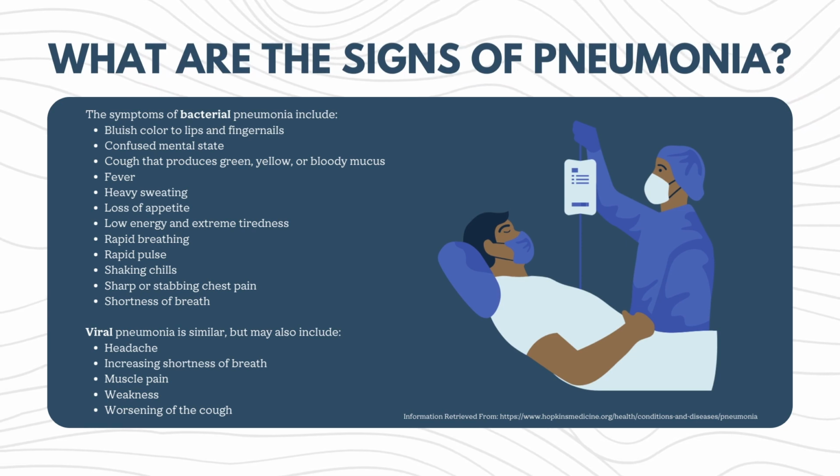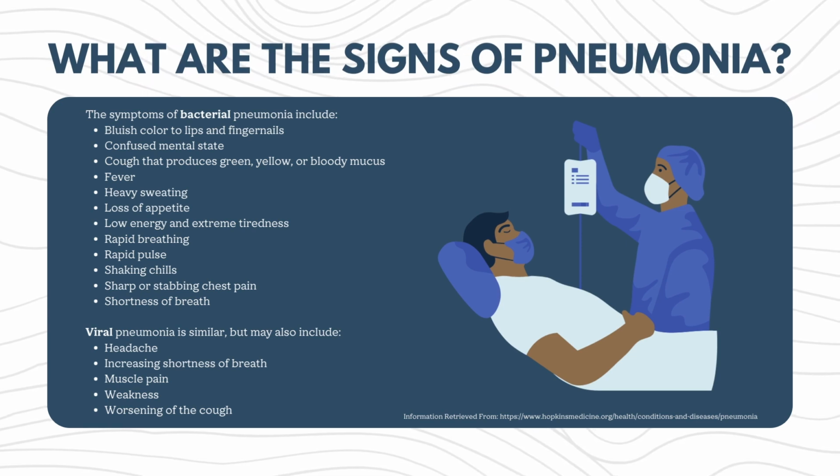Well, bacterial pneumonia includes bluish color to the lips and fingernails, a confused mental state, a cough that usually produces green, yellow, or bloody mucus, as well as fever, heavy sweating, loss of appetite, low energy and extreme tiredness, rapid breathing, rapid pulse, shaking chills, sharp or stabbing chest pain, as well as shortness of breath.